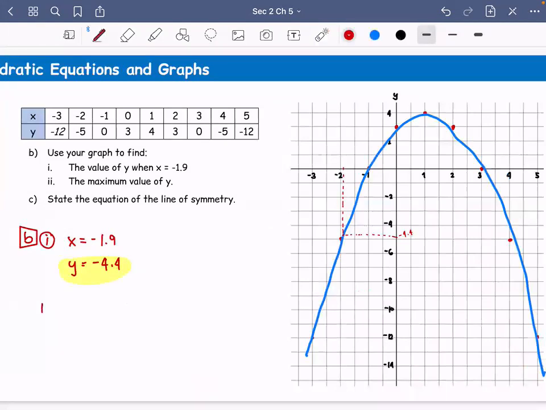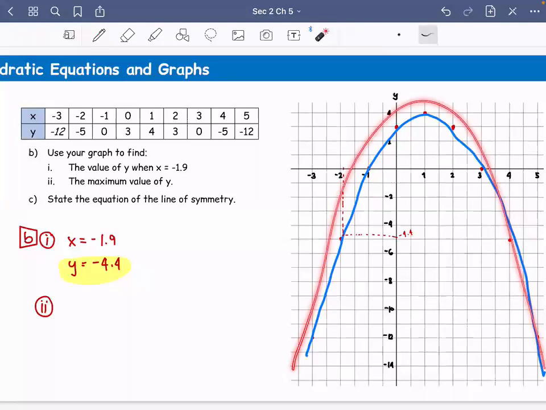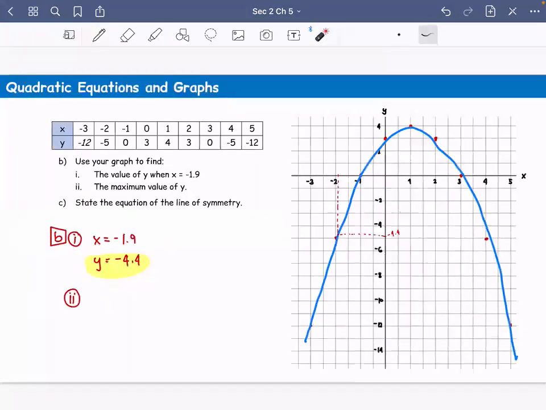And then number 2. It's just asking for the maximum value of y. What do you think is the maximum value of y in this curve? Anyone? Maximum, the highest. The highest value is 4. So the highest value of y is 4. It's basically asking for the maximum point. The maximum point is at 1 and 4, so your answer is 4.